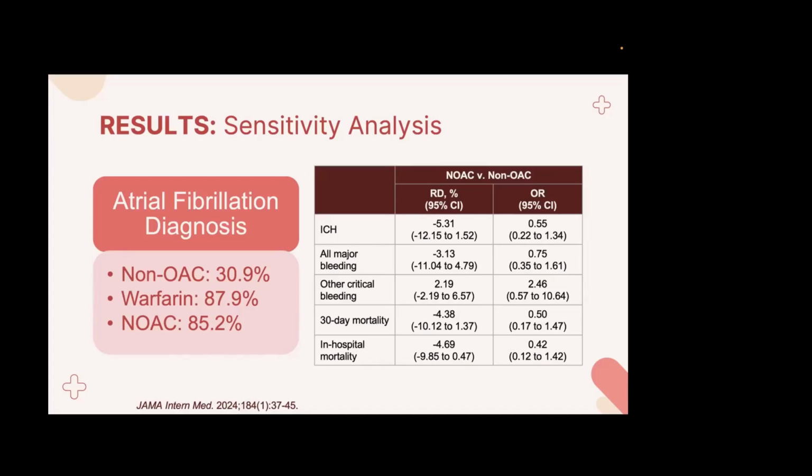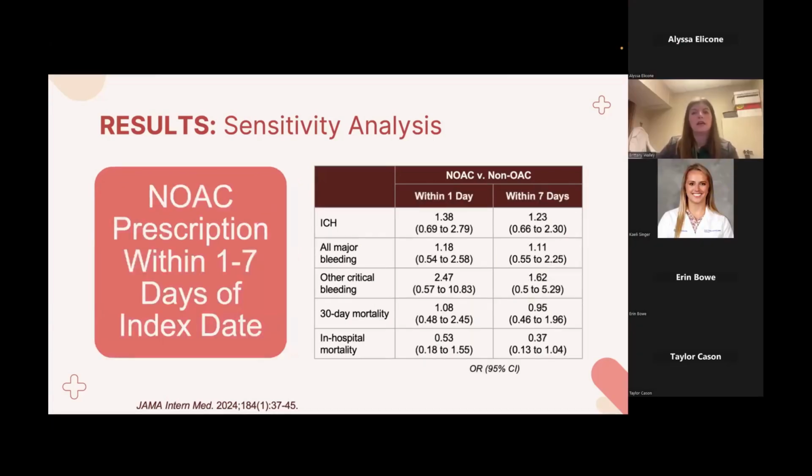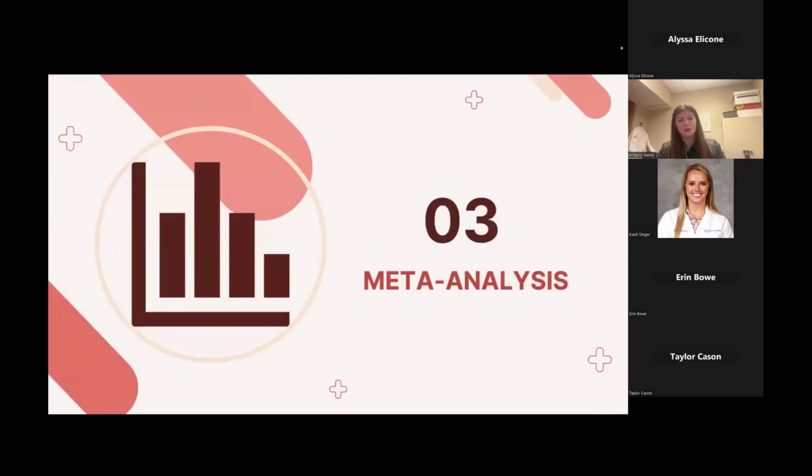Notably, the odds of intracranial hemorrhage and all major bleeding were reduced by 45 and 25% respectively in patients with exposures to NOACs prior to receiving that thrombolytic. And then when evaluating the effect of the timing of that anticoagulant prescription on outcomes, there were also no statistically significant differences in those odds of meeting any of the pre-specified outcomes. Keeping those results in mind, we're going to transition to the meta-analysis of this article.